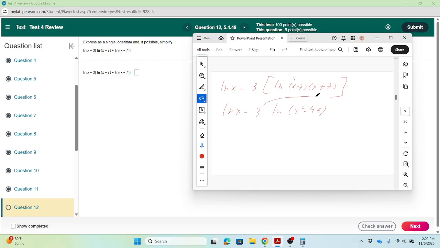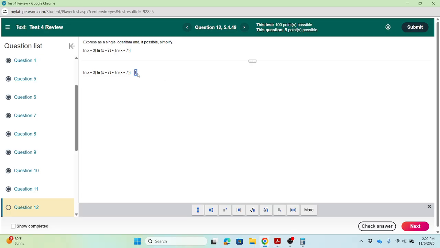And because this 3 goes here on the exponent by using the power rule, so that would be ln x square minus 49 to the power 3. And since here is the minus sign, we can use the quotient rule. So it will be ln x over x square minus 49 to the power 3. So the answer is ln x over x square minus 49 to the power 3.